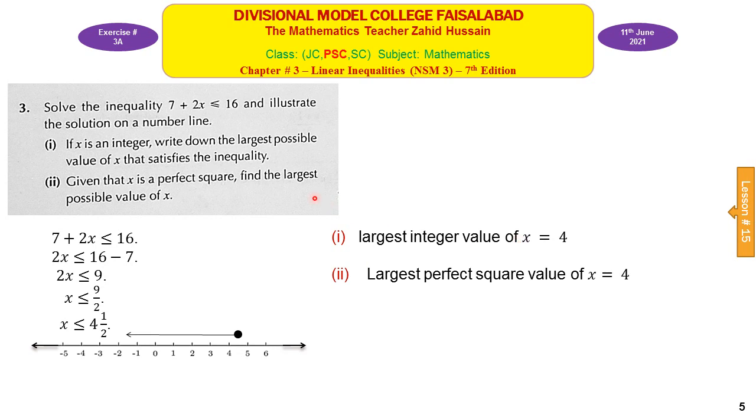In the second part, you are asked to find the value of x when x is a perfect square. Perfect squares are the squares of the natural numbers 1, 2, 3, 4, 5, 6. They are natural numbers. If you take the square of 1, it is 1. The square of 2 is 4. Square of 3 is 9. Square of 4 is 16. So 1, 4, 9, 16 and so on are perfect squares.